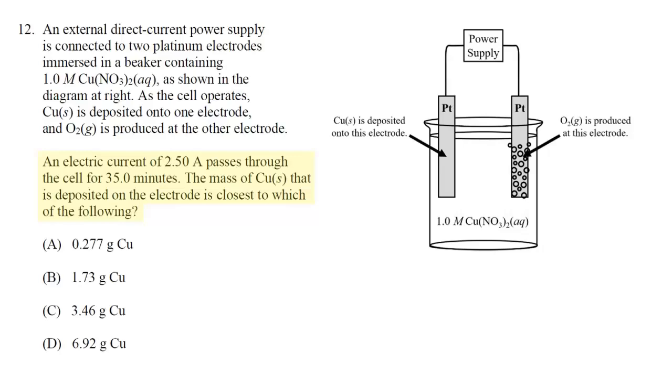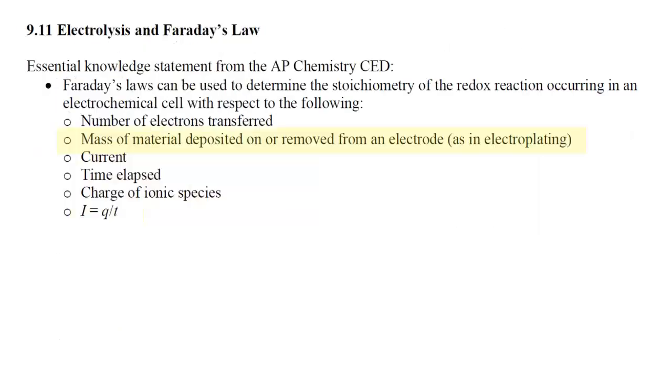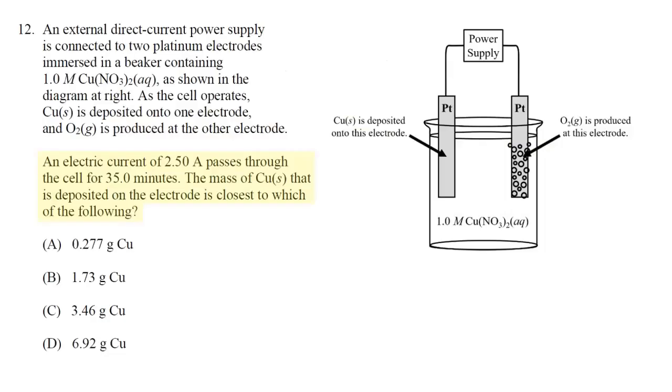So hopefully you can see how similar question 12 is to question 11. This definitely falls under the topic 9.11, electrolysis and Faraday's law. We have the mass of material deposited onto an electrode. In this case, it's solid copper. So the difference between question 11 and question 12 is that in question 11, we were calculating the time required to plate a certain amount of solid gold. Here, we're calculating the mass of the solid, but we are given the time.